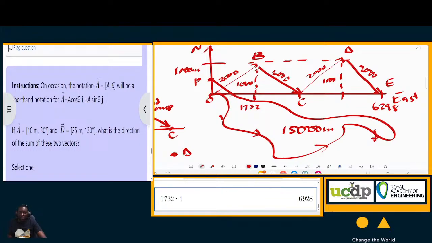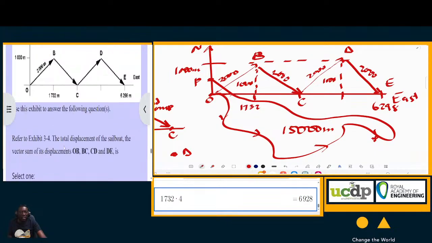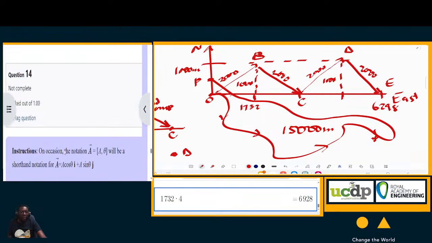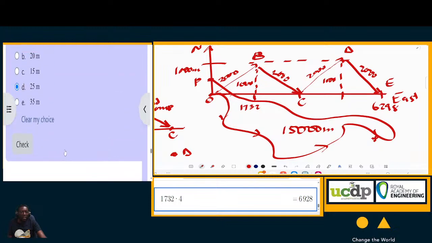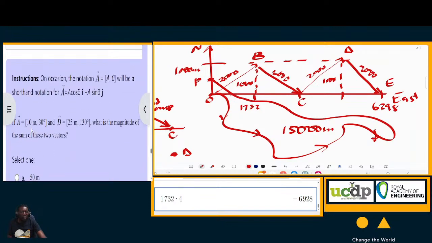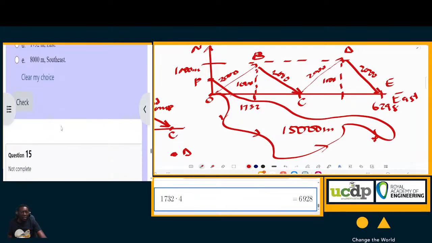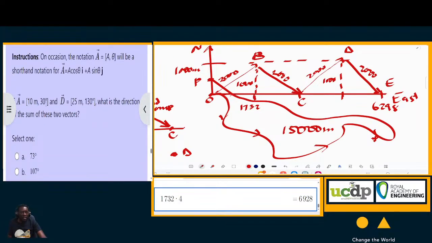Okay, so this question is basically a follow-up of the same question where in the previous, if you check here, we were asked to just find the magnitude. Question 18. It was saying find the magnitude with a 10 30 and a 25 130 vector. So this is also the same 10 30 and 25 130 kind of vector. And what we need to do is find the direction of the sum of these two vectors.